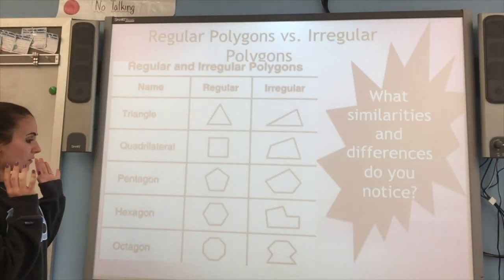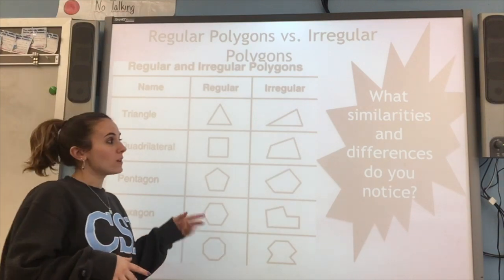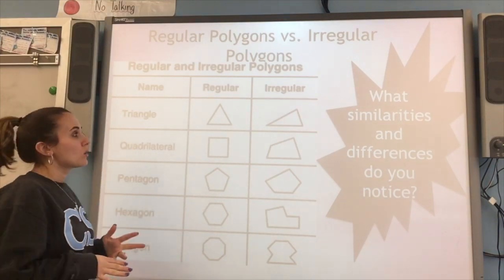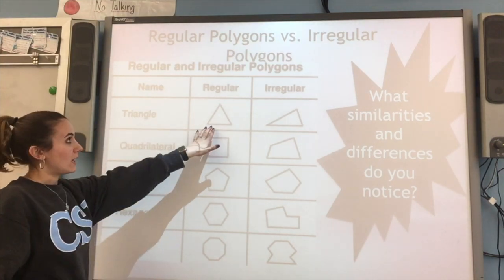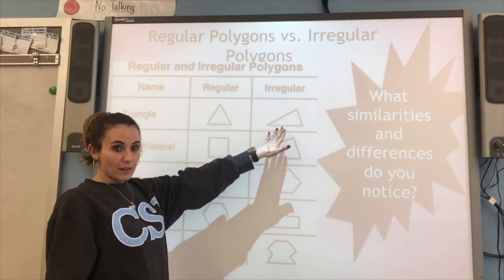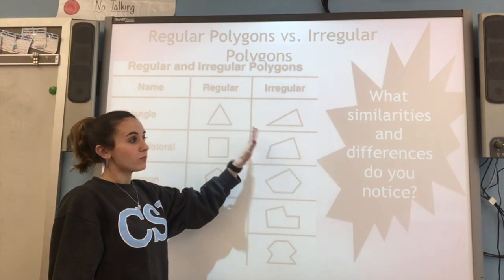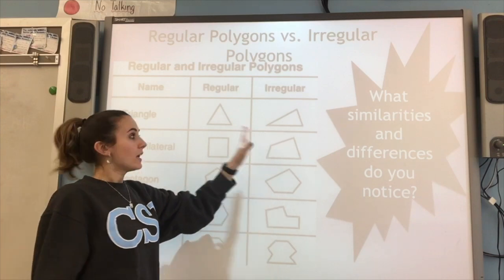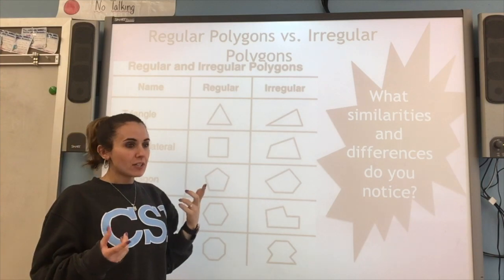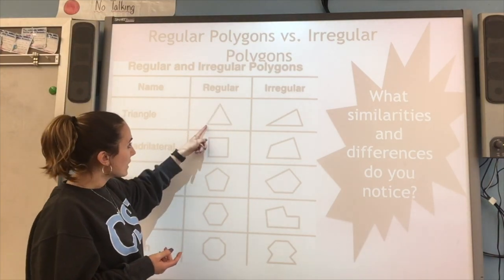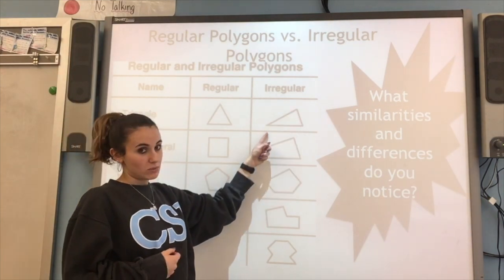Really quick, I have an image of many different polygons. But my question to you is, what similarities and differences do you see? So the first one that we have here is a triangle, the regular polygon versus the irregular polygon. You should, just by looking at it, be able to see some differences or similarities. First of all, they're both triangles. They both have 3 sides, hence triangle. The difference would be, notice how the regular polygon has equal sides. The irregular polygon does not have equal sides.